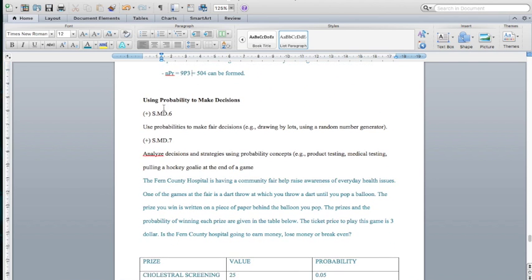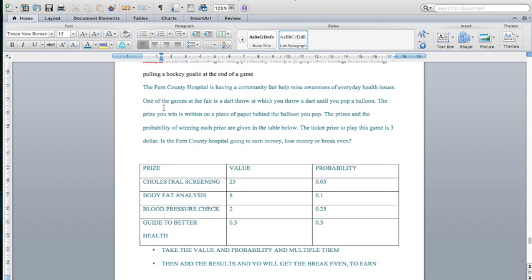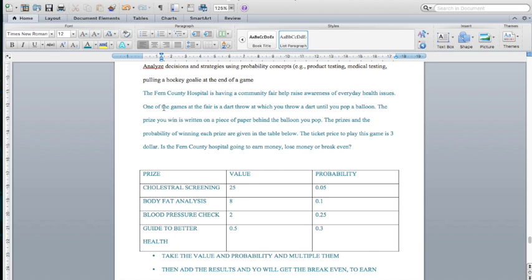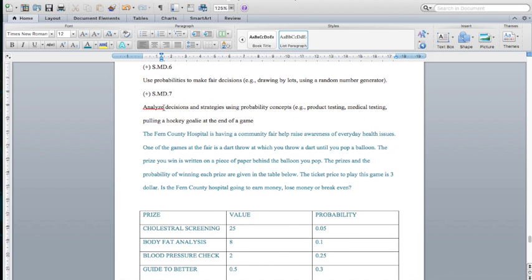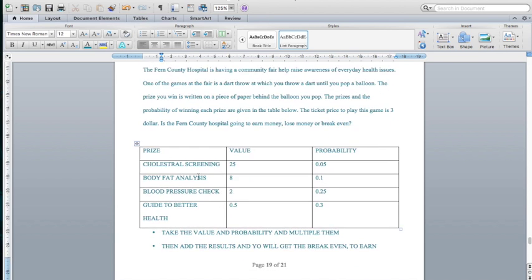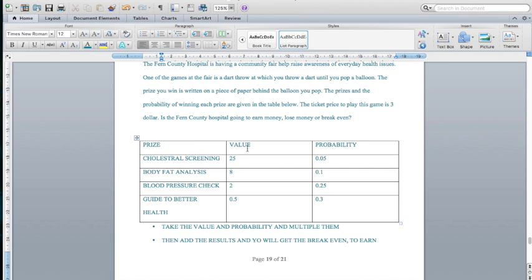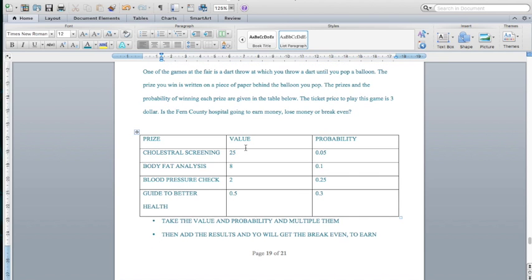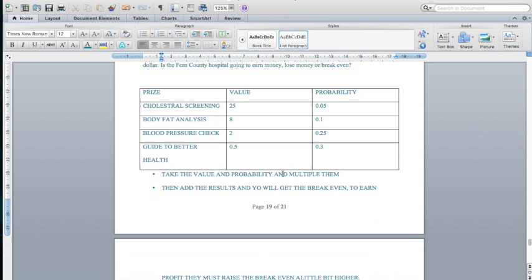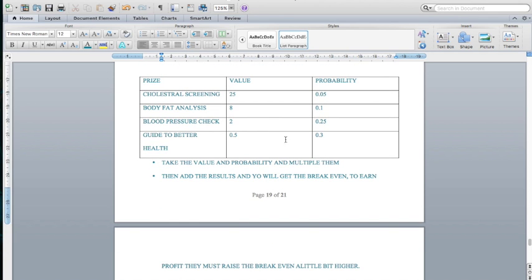Moving on to the standards SMD6 and 7. This one, for me, I think is to find the break even and to find the fair price. And here you will be given a chart or a table with numbers, and you have to find the value and probability of it. Then you take the value and probability, but the probability comes in percentage, so you have to convert it to decimals and multiply them with the value, and then take the answers and add them together, and you will get the break even.